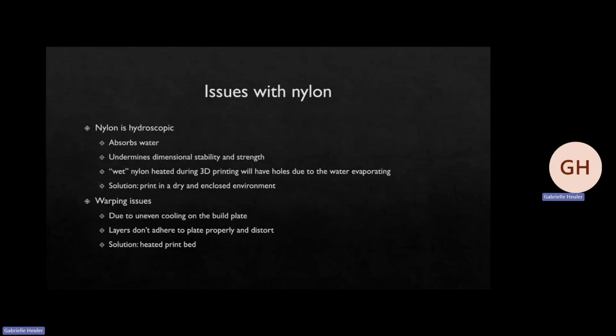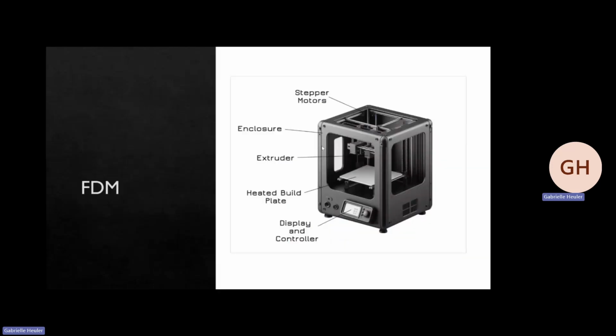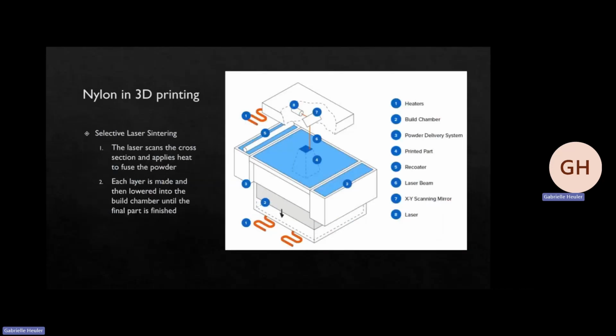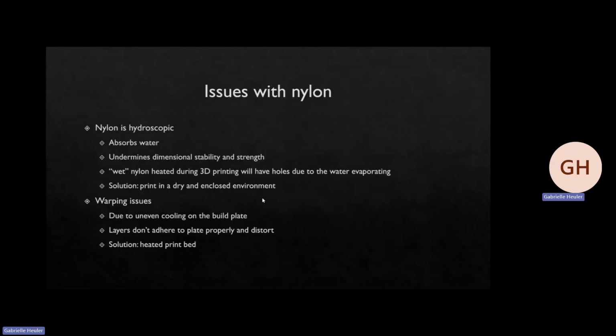The solution to this is to print in a dry and enclosed environment. So for example, for FDM, it is in an enclosure, and if the environment is dry, then you won't have any issues. Also, we have warping issues with nylon, and this is due to uneven cooling on the build plate, which causes layers to not adhere to the plate properly and distort. But the solution to this is a heated print bed.